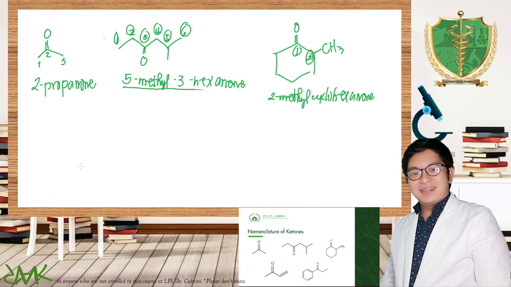Okay, so the next one is this. This should be our carbon number 1, carbon number 2, carbon number 3, and carbon number 4. So you have a double bond on carbon number 3, and we have our carbonyl group on carbon number 2. So that will be 3-butene-2-one.